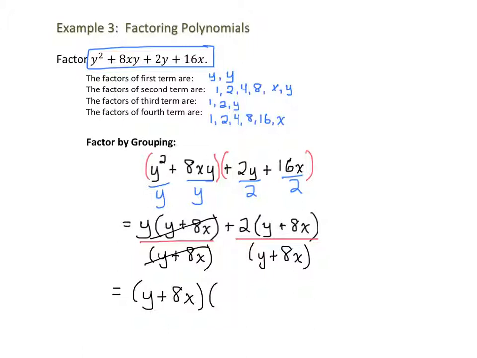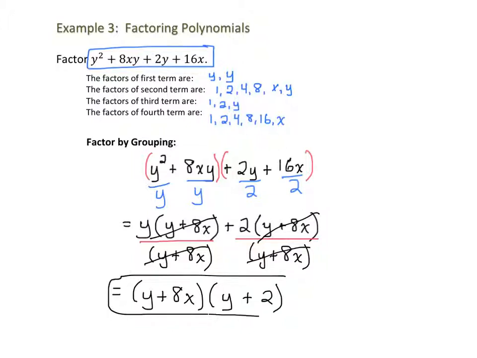So y plus 8x divided by itself is just 1, and we're left with y. And y plus 8x divided by itself is 1, and we're left with plus 2. So our expression in factored form is equal to y plus 8x times y plus 2. And if you want to check your answer, you can multiply out using FOIL or the distributive property, and you will discover that you will get back to the same polynomial you started with.